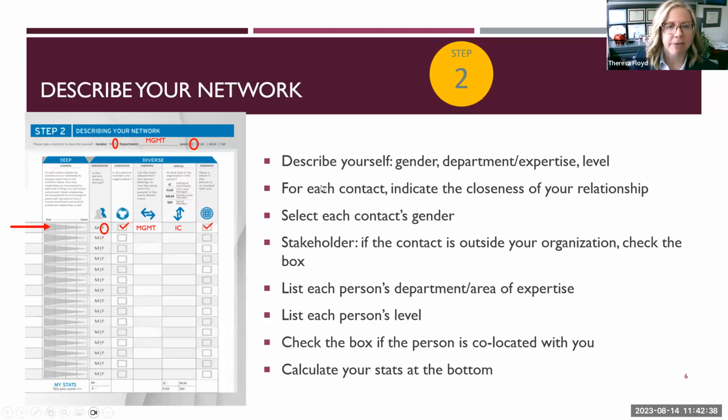Finally, check the box if the person is co-located with you. You can define location in whatever way makes the most sense. It could be as small as the city that you reside in, or it could be somebody that resides within the upper Northwest region. You get to define location in the way that makes the most sense for your career. Once you've filled in all of your people's information, you're going to calculate the stats at the bottom, add up the different genders, add up the number of stakeholders, etc.